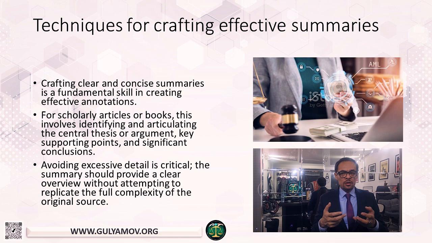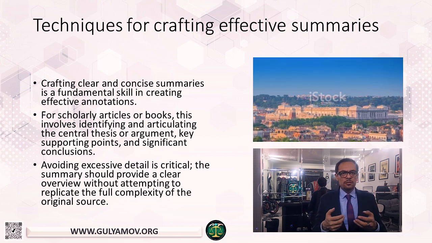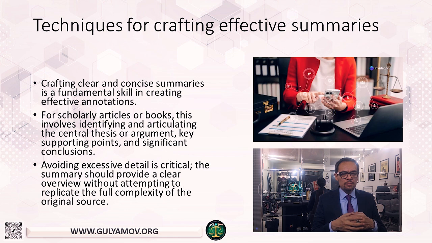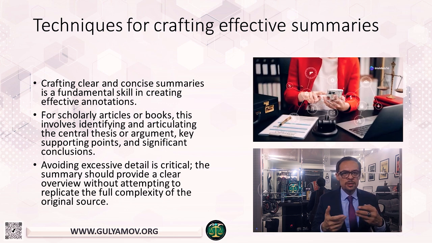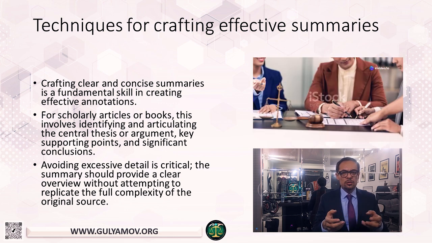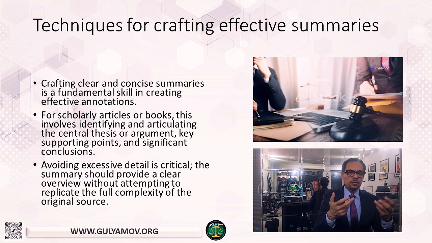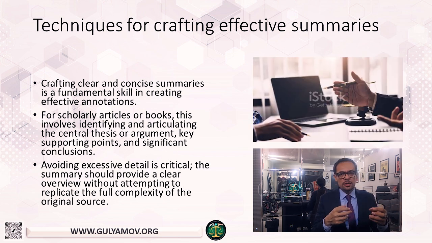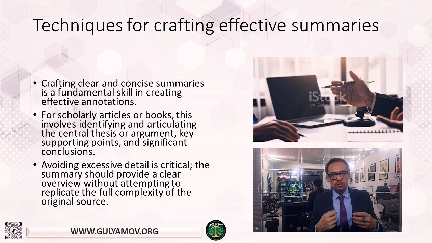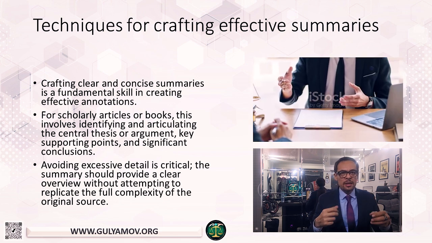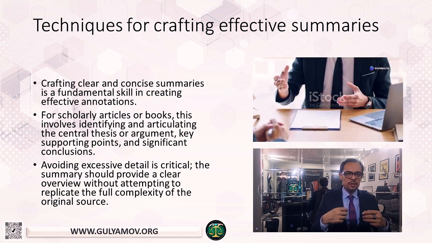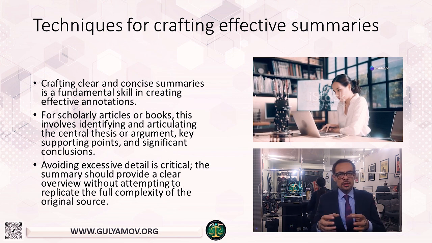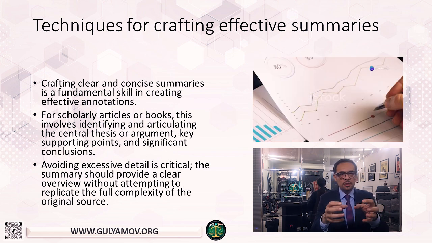Techniques for crafting effective summaries. Crafting clear and concise summaries is a fundamental skill in creating effective annotations. The challenge lies in distilling the essence of often complex legal texts into brief, accessible synopses. For scholarly articles or books, this involves identifying and articulating the central thesis or argument, key supporting points, and significant conclusions. When summarizing case law, focus should be placed on the core legal issues, the court's reasoning, and the principle established or modified by the decision.